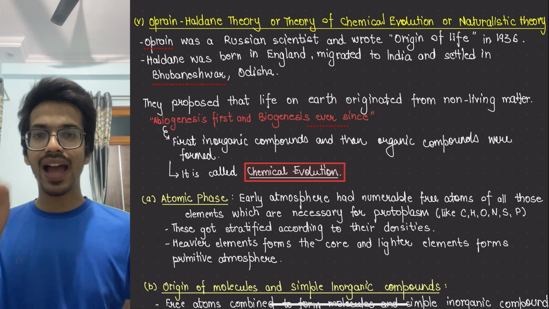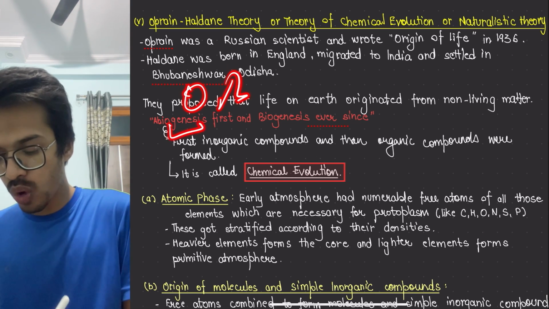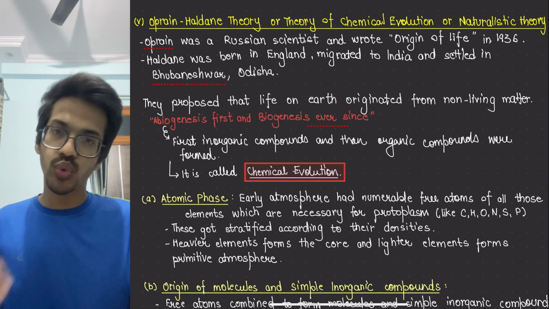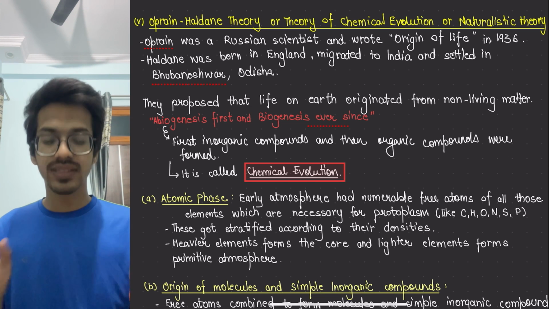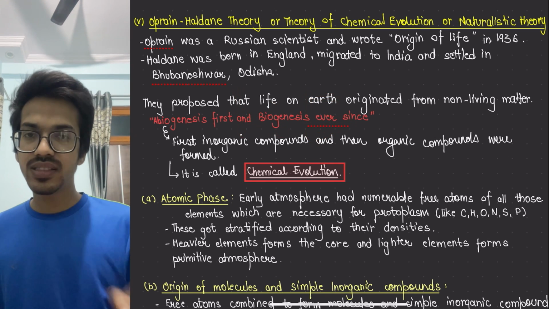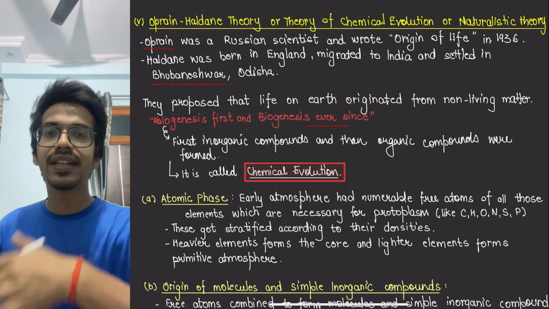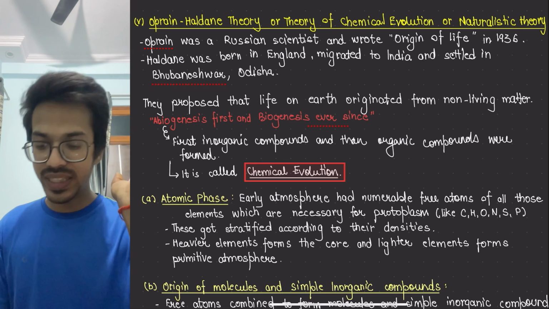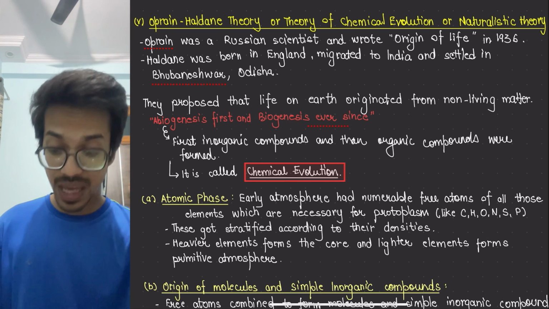Why am I giving this mnemonic? Because OR, that is Oparin, is from Russia. He is a Russian scientist who also wrote a book called Origin of Life, where he explained this theory in 1936. Moving on, HE, that is H for Haldane, E for England. He was born in England, but later he came to India and settled in Bhubaneswar, Odisha. They both together came up with this theory, the chemical theory.